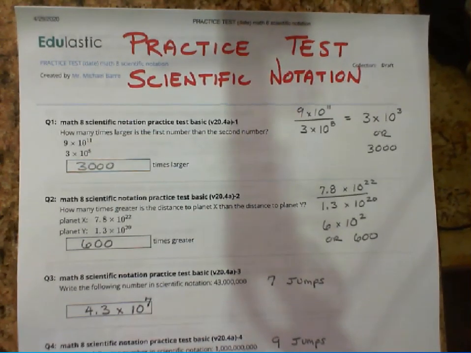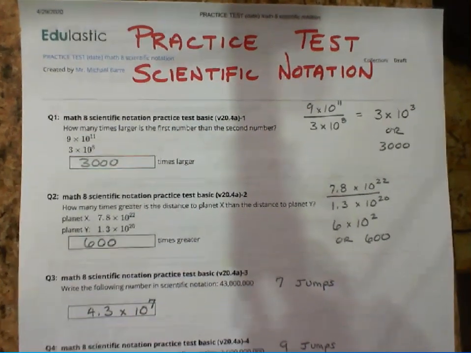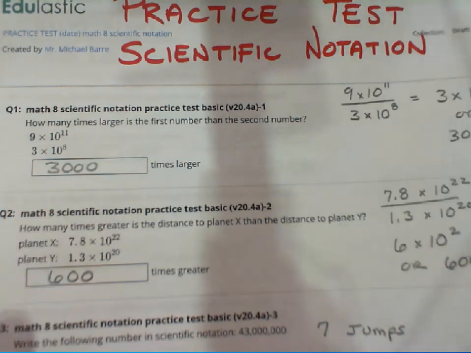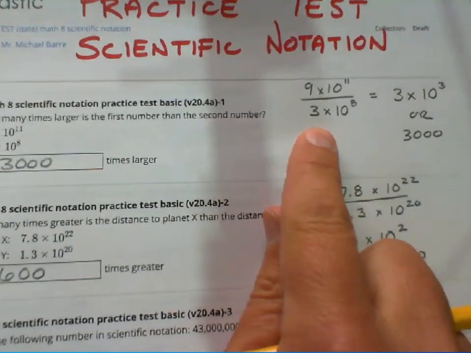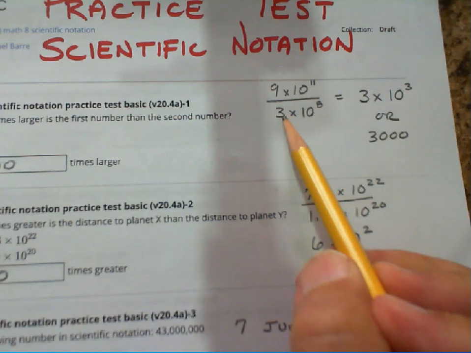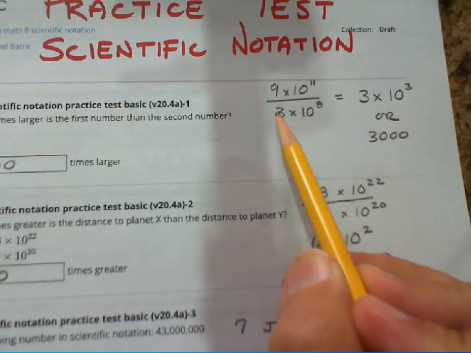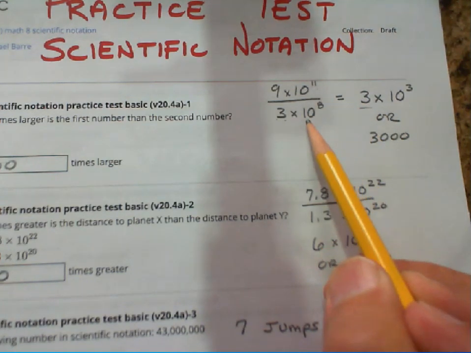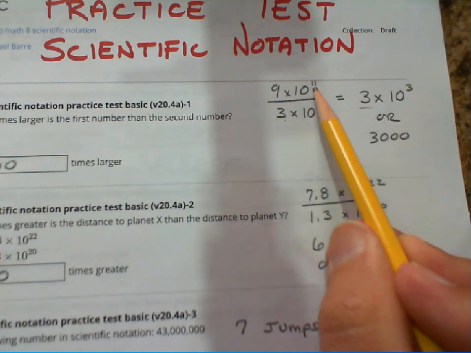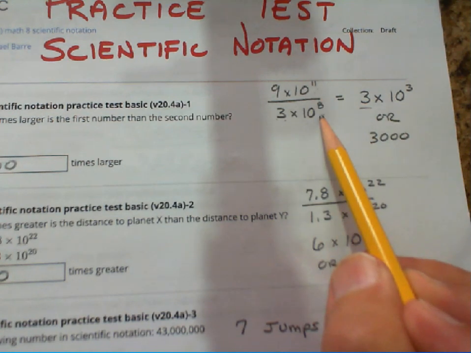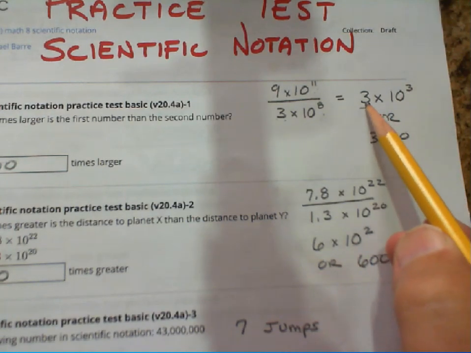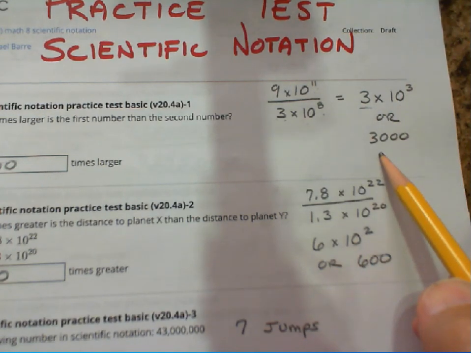Let's get going here. So our first question, how many times larger is the first number than the second? So what I'm going to do is big over small. So I'll put the big number over the small number. So big over small. 9 divided by 3 is 3, so there's that 3. And this is 10 to the 11th over 10 to the 8th. Well, there are 11 tens on top, 8 tens on the bottom, which means there are 3 more on the top. So I'll do 10 to the 3rd. So this is 3 times 10 to the 3rd, or 3,000.